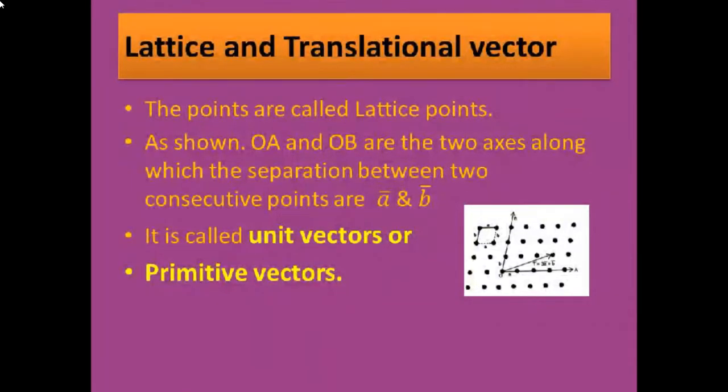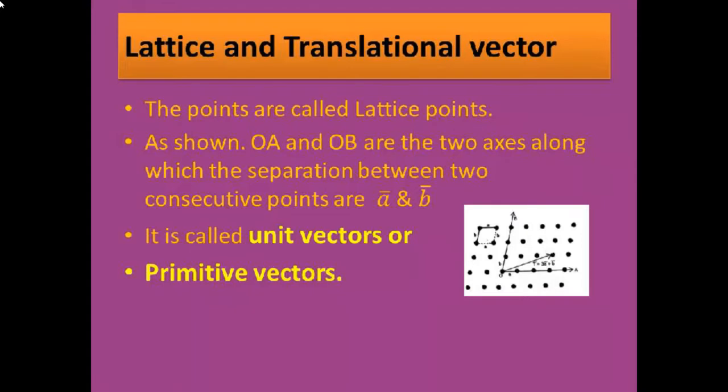In this figure you can see the dots, and it is a regular periodic arrangement. These dots are nothing but points, and each point represents atoms or molecules. These points are called lattice points. Very important, these points are called lattice points.